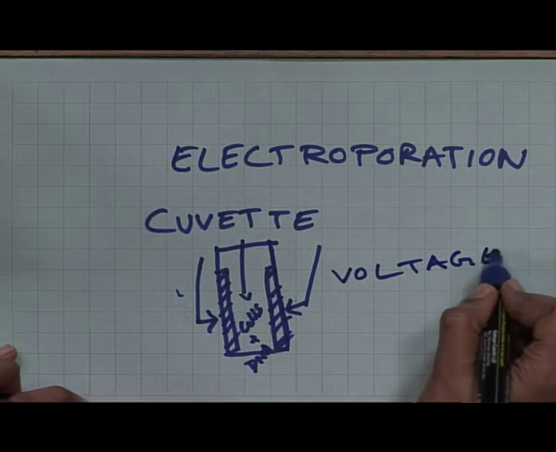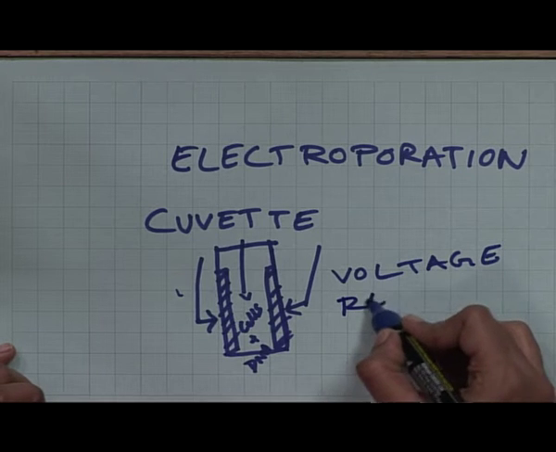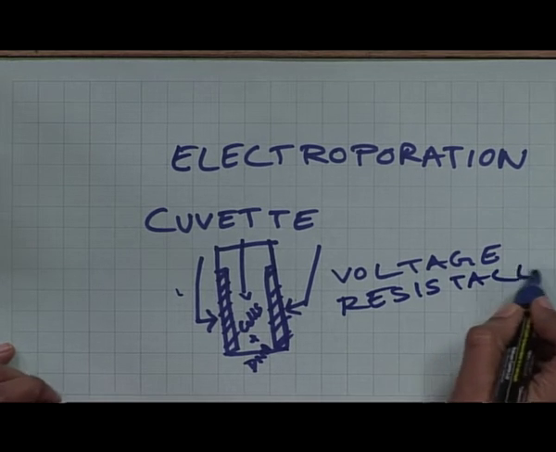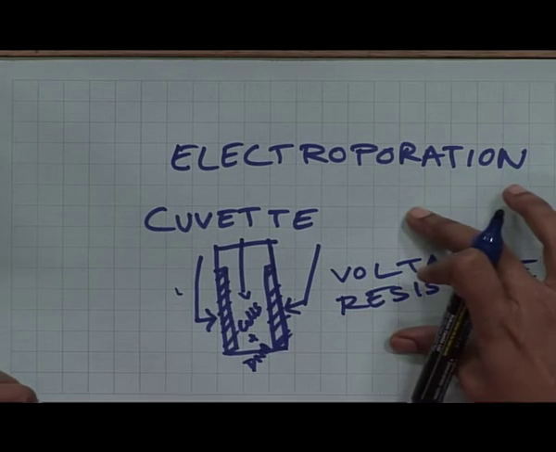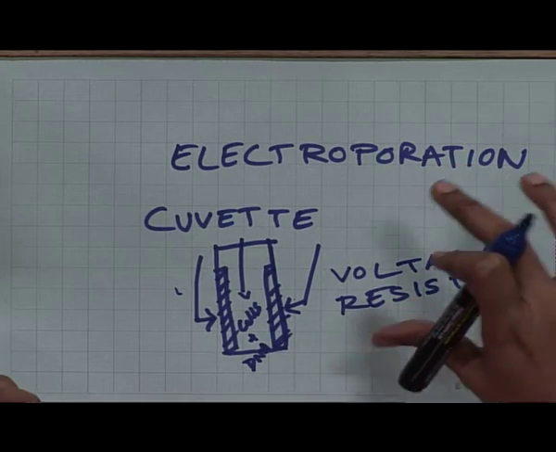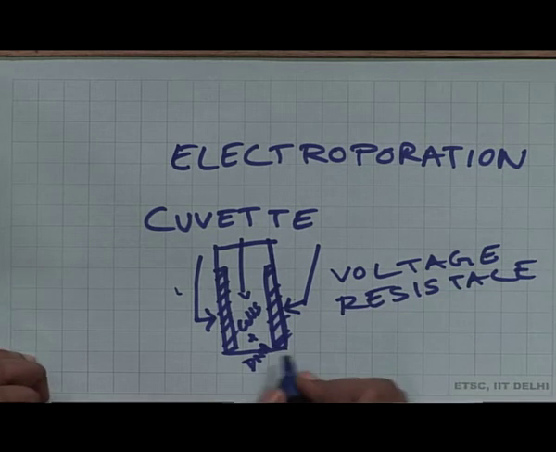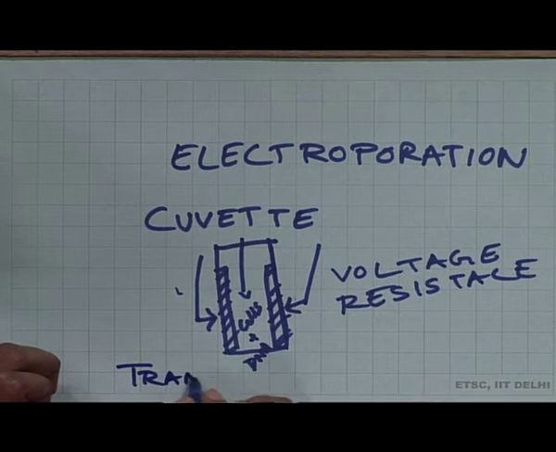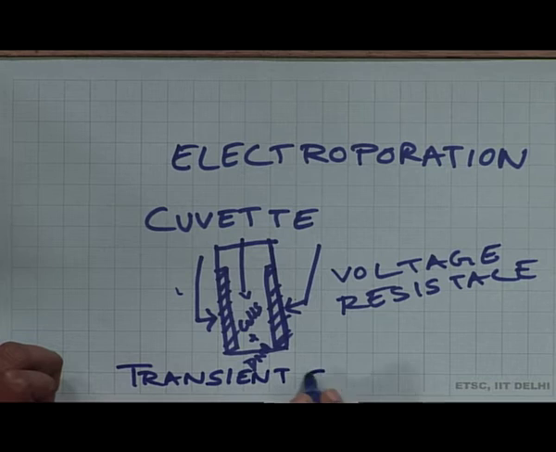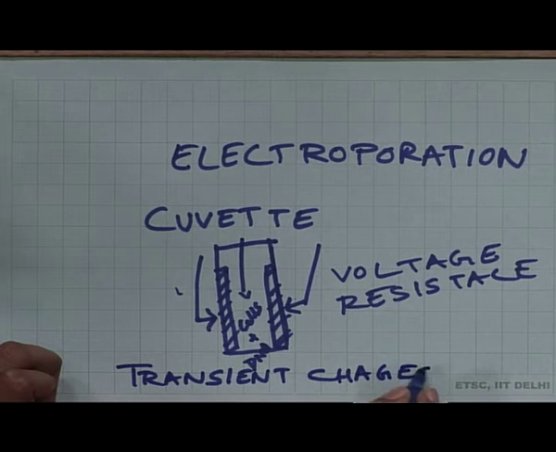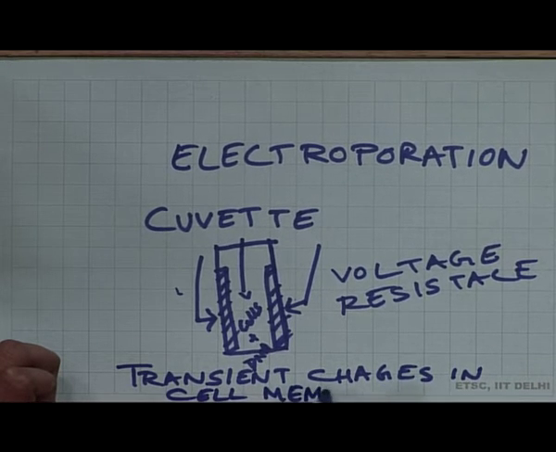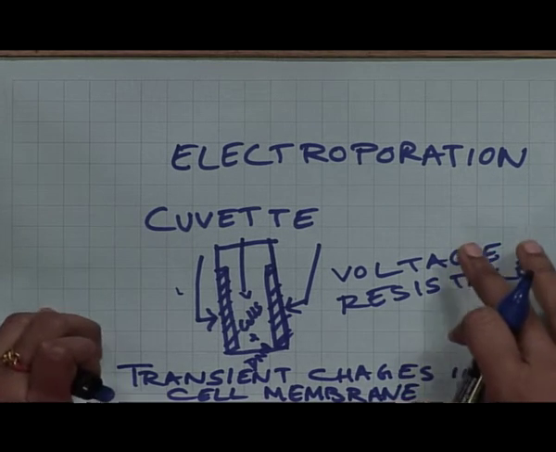the things that we regulate are voltage, resistance, and so on. If you can provide the requisite voltage and current, then you will be able to make transient changes. So, what we make is transient changes in the cell membrane. And so, these transient changes help in the uptake of the DNA.